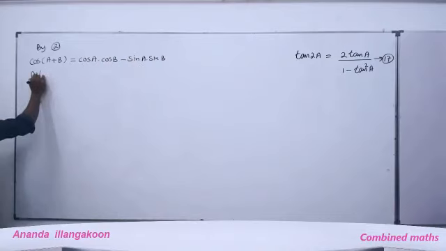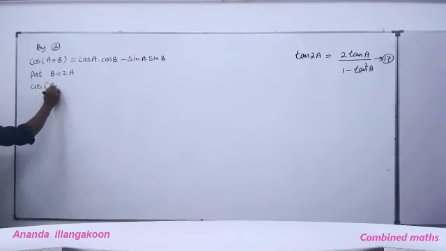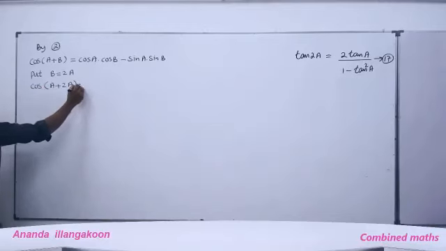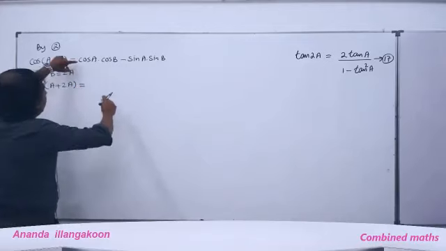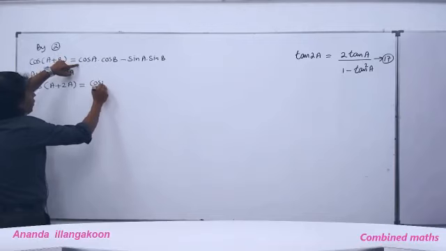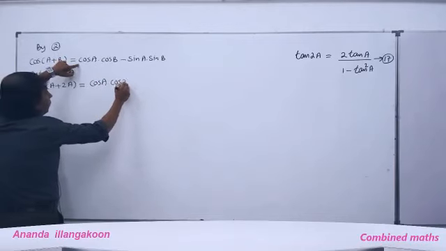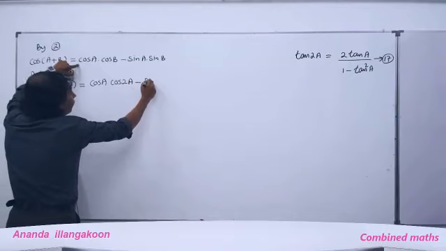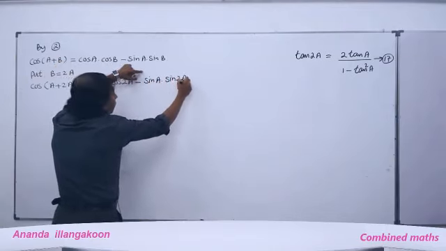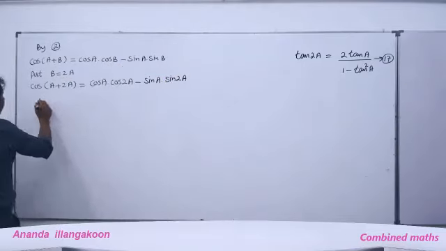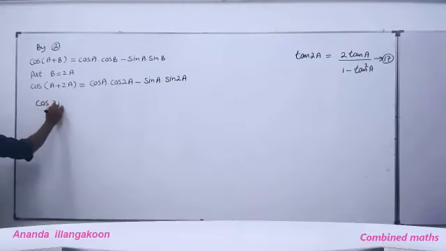Put B equals 2A. We get cos A plus 2A. Right, people? Here now we have cos A into cos 2A minus sin A into sin 2A. Right. The left hand side is cos 3A.